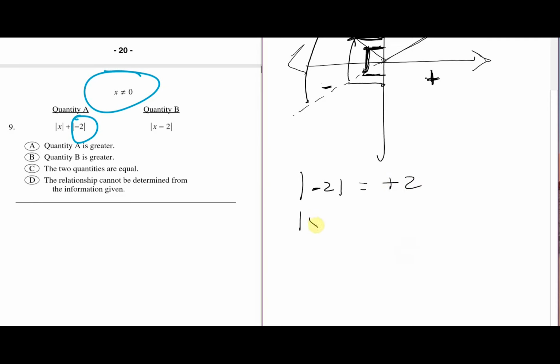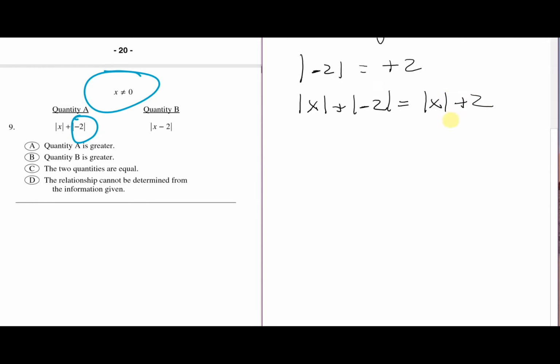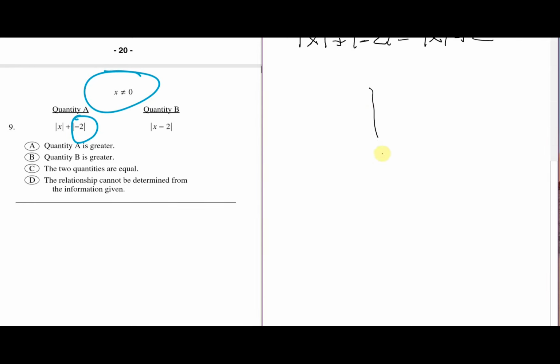So basically now we have absolute value of x plus absolute value of negative 2 equals absolute value of x plus 2. So now with this, what you end up doing, drawing graphically again, is shifting it up 2 units positive. You're just adding to the y, because this is y equals absolute value. If you take y equals absolute value of x plus 2, you're essentially just shifting it up 2 units.